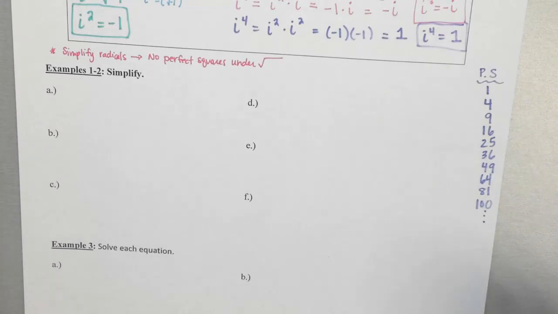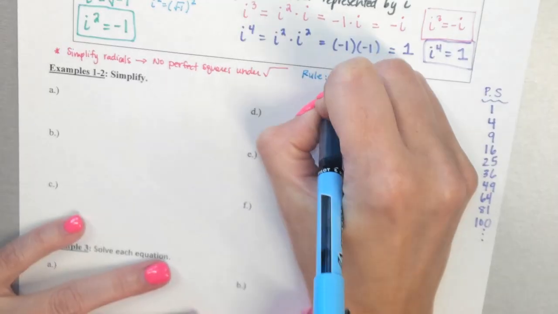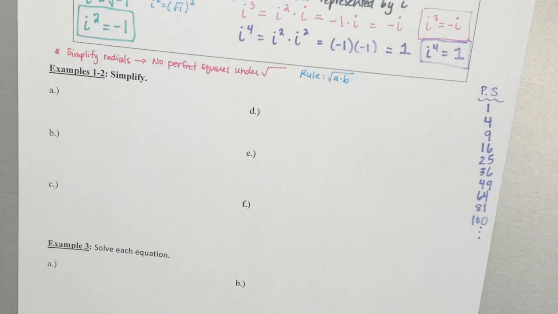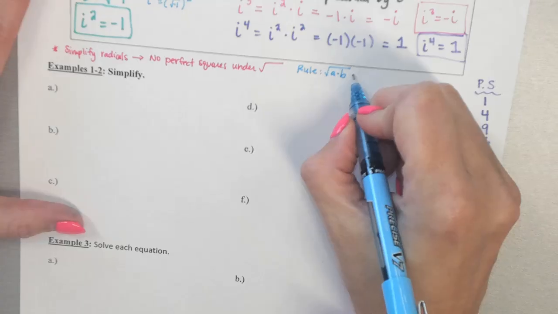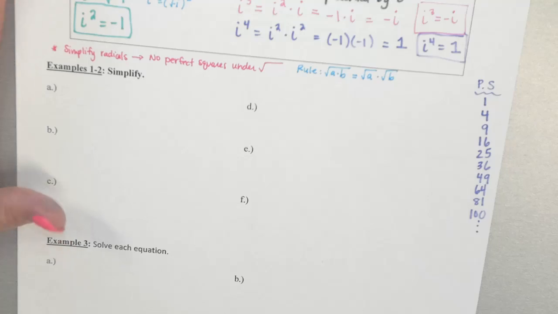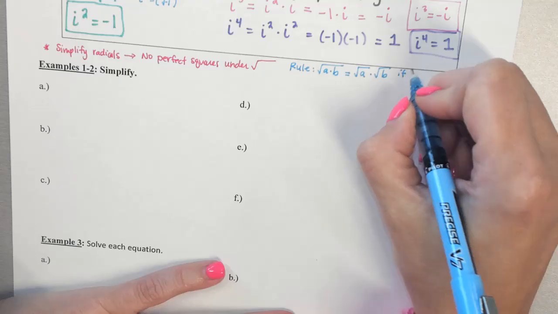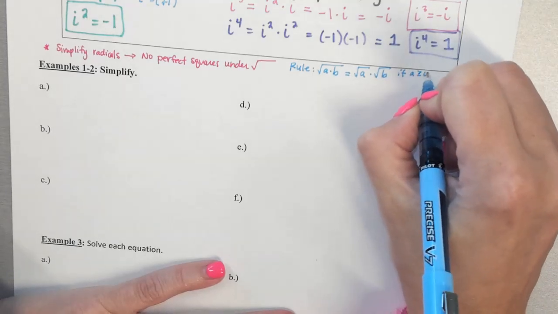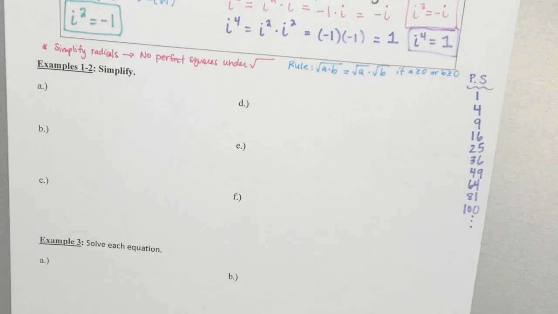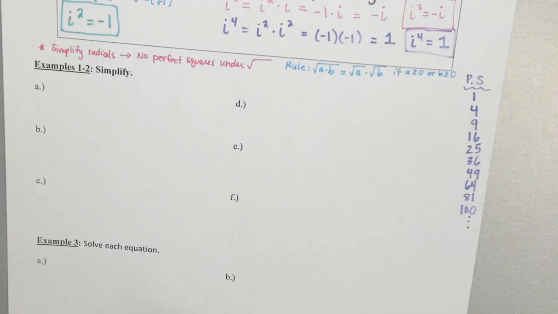We are also going to use this rule that if you have two values multiplied together, this only works with multiplication. You can't do this with addition. You can write this as root a times root b, if a is greater than or equal to 0 or b is greater than or equal to 0. You can't use it if both are negative. So one of those has to be a positive value.